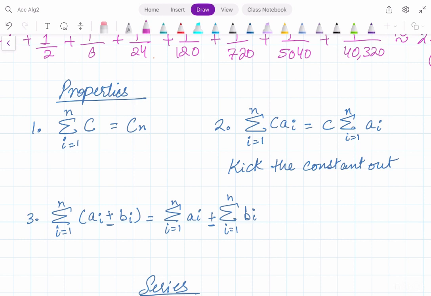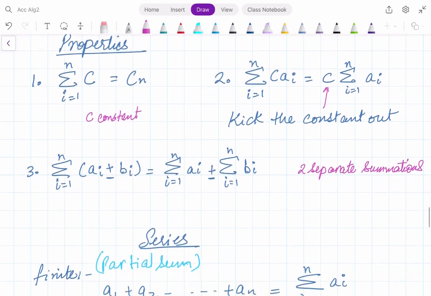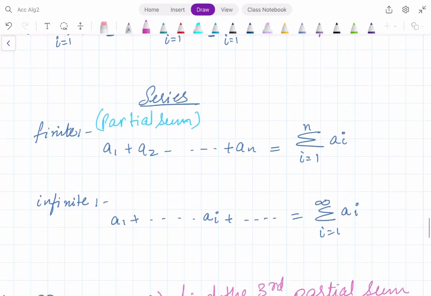For the first one, c is just a constant. So when a constant is there, there is no n, right? So the value will be c times n, that means c times the upper bound. In the second case, we have a term and the constant. So kick the constant out and then deal with the n. If you remember in the previous example, we did 3 n factorial, so 3 was the constant. If the two terms are added together under the summation, you can create two different summations.